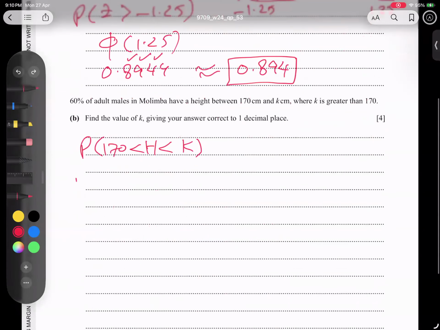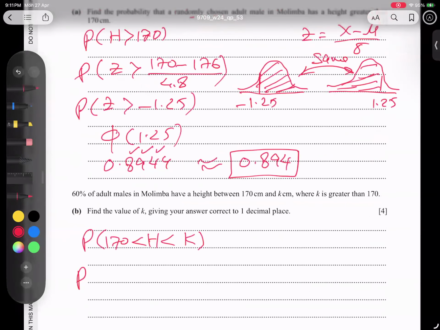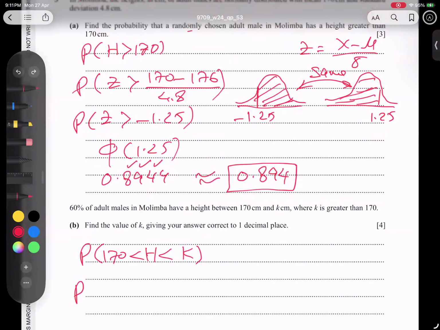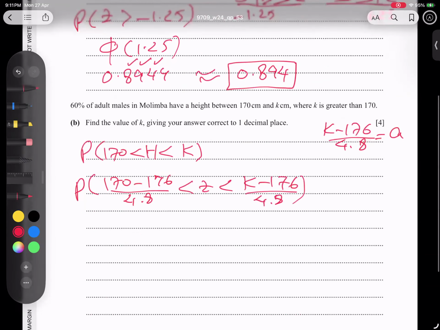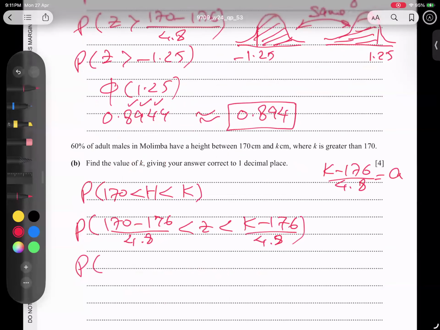So I'm writing now, 170 we have used already, so no need to waste time. I'm writing here 170 minus mean, divided by deviation, where mean is 176 and deviation is 4.8. Here, interestingly, K minus 176 over 4.8, which I assume as A. This first value, you know very well, is negative 1.25. We found it before. And this I assume is A.